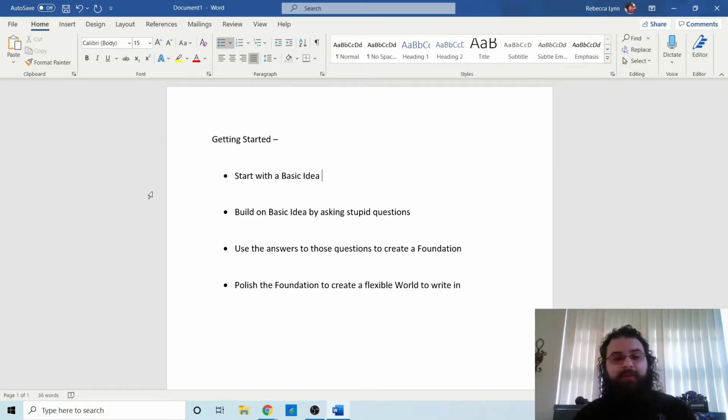So the first step that I use is to start with a basic idea. Now, for the purposes of this example, I'm going to be walking you through the process that I went through to create my novel, Leviathans.